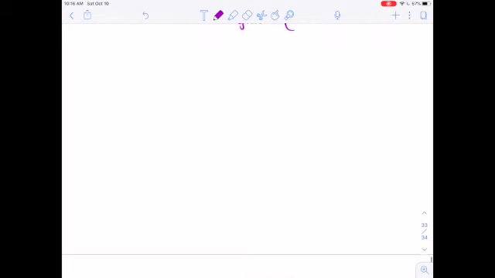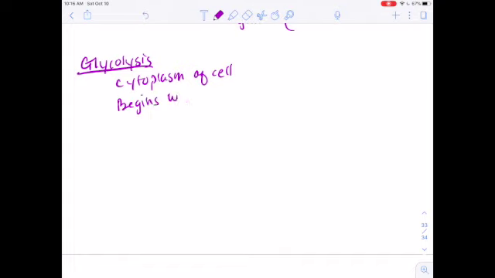Okay, so we'll start off with glycolysis. It occurs in the cytoplasm of the cell, and that goes for eukaryotes or prokaryotes. And it begins with glucose. So that's our input.